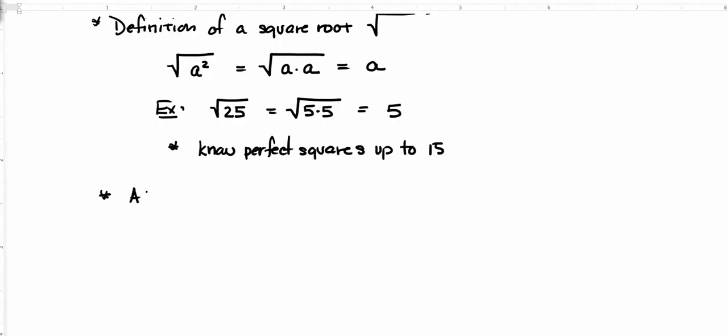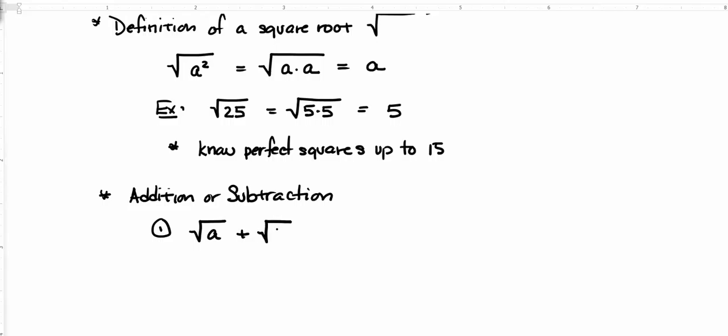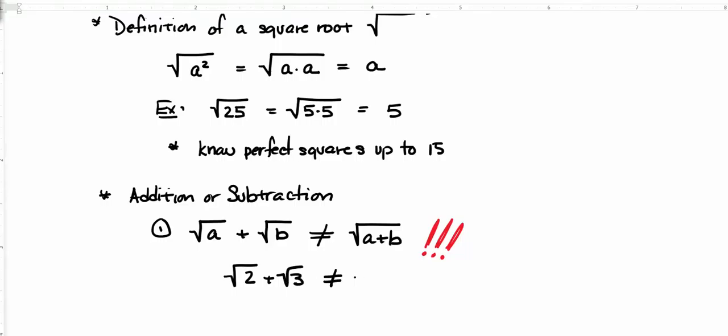Now, when we talk about addition and subtraction of square roots, the big thing to know is that the square root of a plus the square root of b does not equal the square root of a plus b. Okay? It does not equal that. So I don't ever want to see that. Right? So as an example, square root of 2 plus the square root of 3 does not equal the square root of 5.